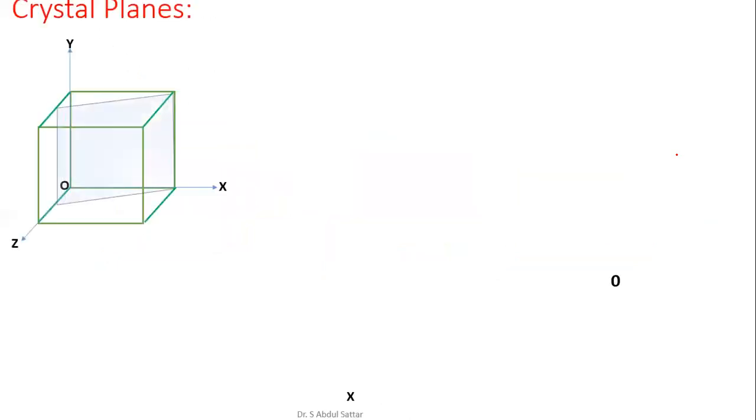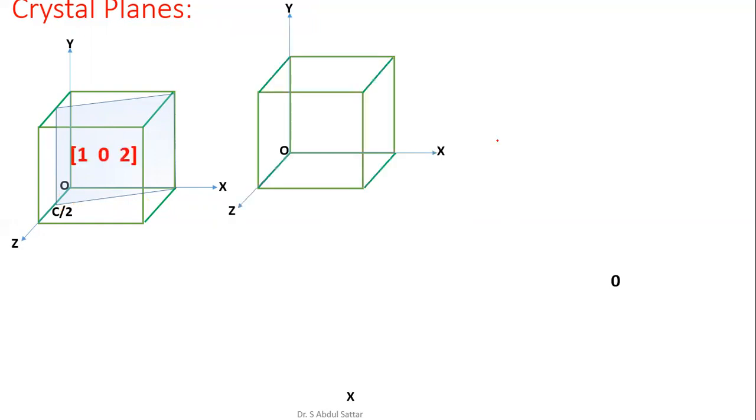Like that, if you take this plane here, the x-intercept is A and it is parallel to Y, so that Miller index is 0, and the z-intercept is C by 2. So A by A is 1, and C by 2 by C is 1 by 2. The reciprocal of 1 is 1, and the reciprocal of 1 by 2 is 2. So here 1, 0, 2. So this plane is (1 0 2).